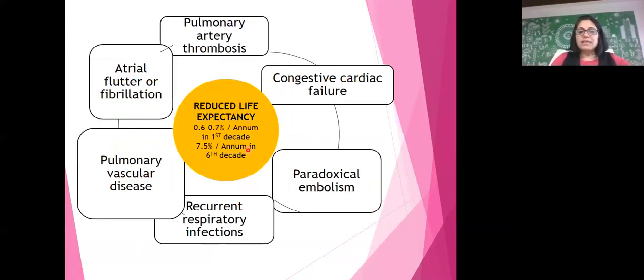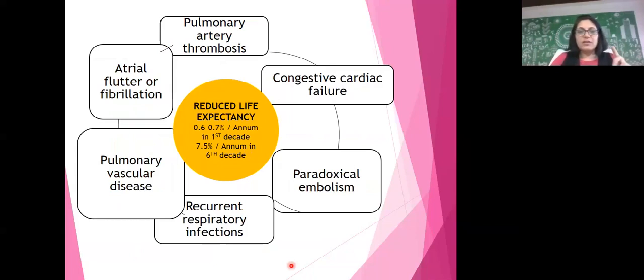Basically, the life expectancy is reduced by 0.7% per annum in the first decade, and then you're reducing it by 7.5% per annum in the sixth decade. So all of us today could live to our 70s. If we don't treat an ASD, they're going to live till their 40s. So we are reducing their life expectancy over time.